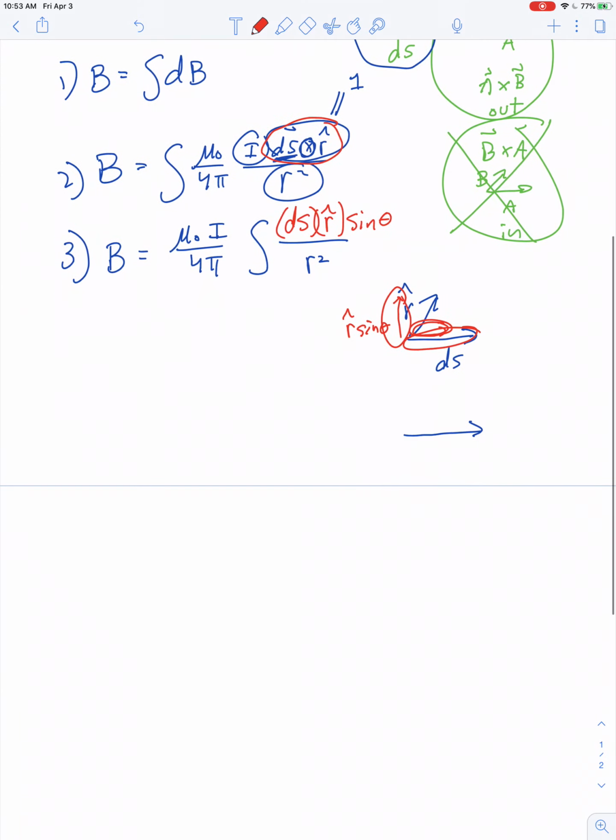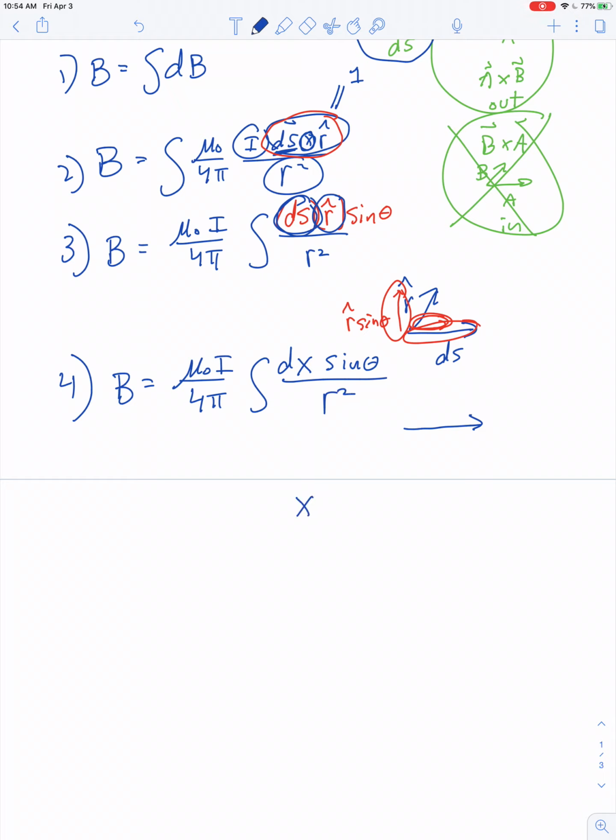So step 4, B equals mu naught I over 4 pi times the integral of, now ds lies exclusively along the x-axis, so there's no distinction between ds or dx. So let's write it like that. Instead of ds, we'll call it dx. We don't have to write the magnitude of r hat because that's just 1, and then we're left with a sine theta all divided by r squared. So there are 3 variables here. We've got x, we've got r, and we've got theta.